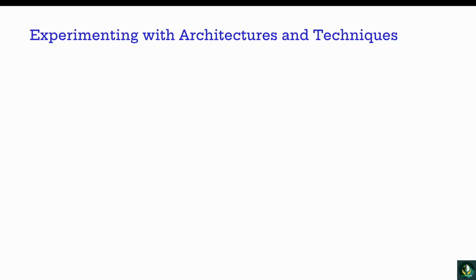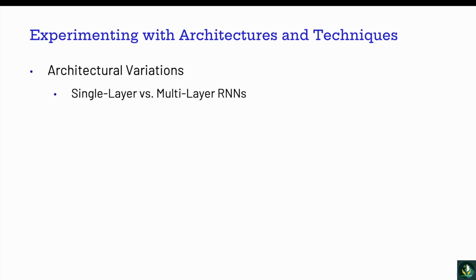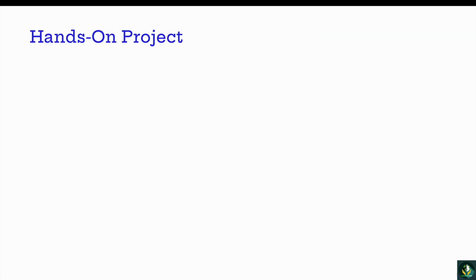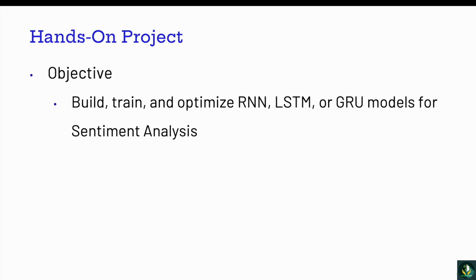Next, for experimenting with architecture and techniques, for architecture variations, we look at single layer versus multi layer RNNs, bidirectional RNNs for improved context capture. For pre-processing techniques, we'll use tokenization, stemming, and lemmatization, and padding for sequence uniformity. So let's get started on our hands-on project for this week, which is build, train, and optimize RNN, LSTM, and GRU models for sentiment analysis.